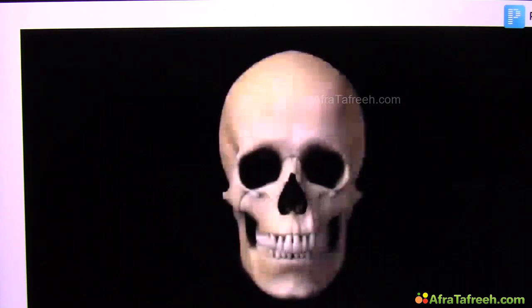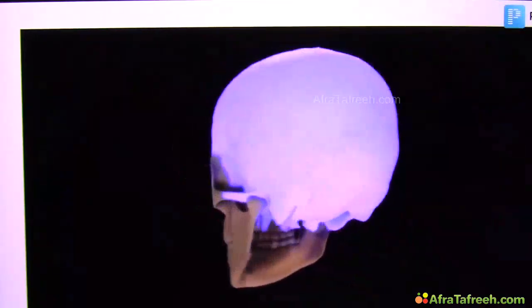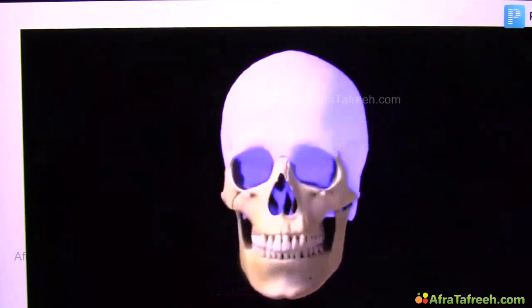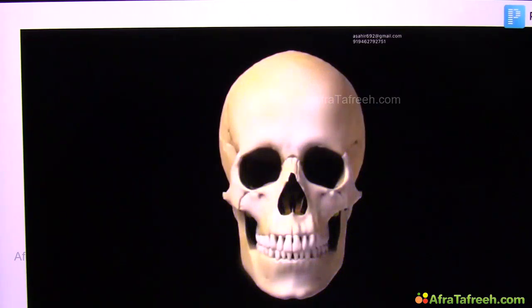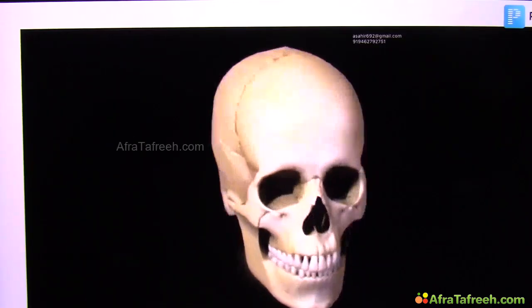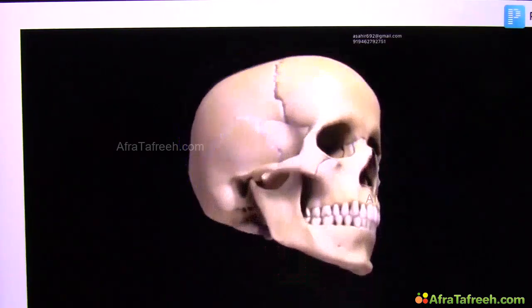Okay, so this is the video of the skull. You can see the skull. The skull is formed by two parts. The upper part is the cranial cavity. The lower part is the facial skeleton. Now the cranial cavity is formed by different bones which are joined together by special fibrous joints. As you can see over here, these fibrous joints are known as sutures.